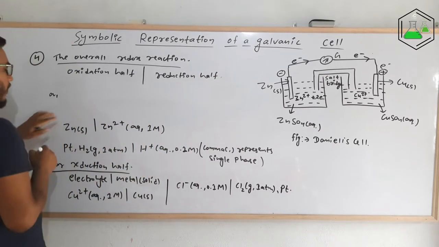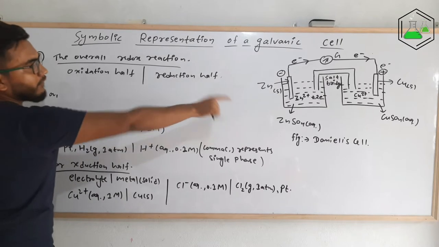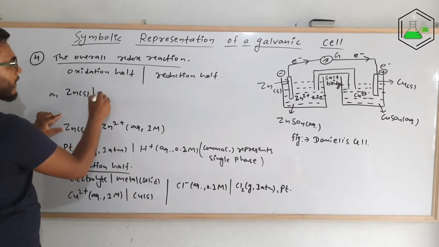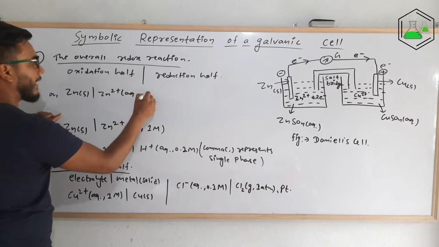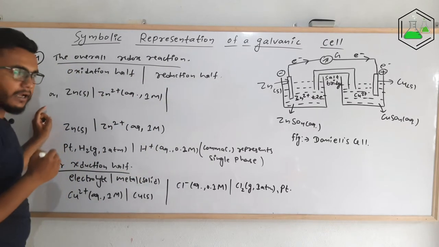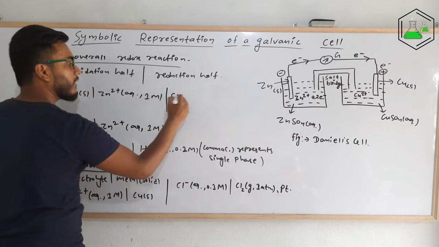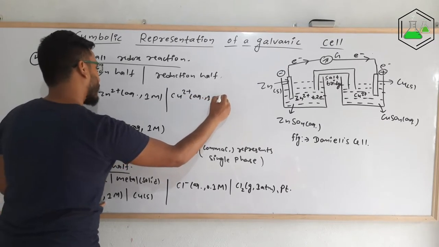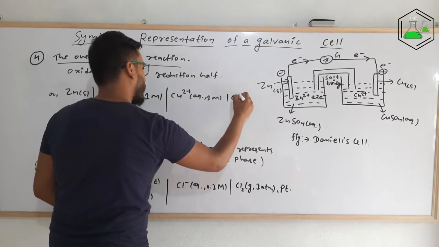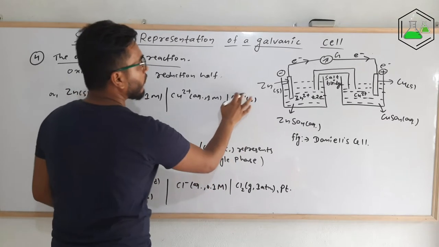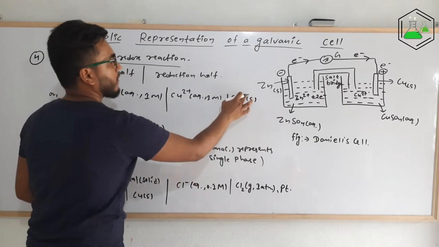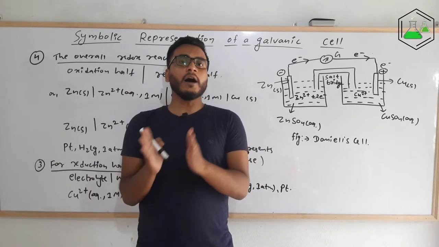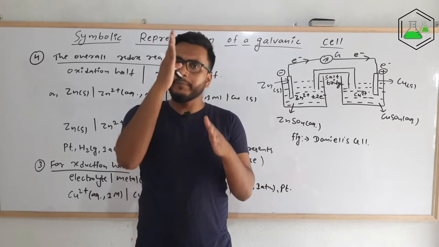Now let's write this for the oxidation half. This is the oxidation half of the Daniell cell. So let's write it: vertical line, Zn2+ aqueous at 1 m, big vertical line, which gets converted to, in the reduction half, Cu2+ in aqueous form, 1 m concentration. It gets changed to Cu, which is given in solid form. So in the fourth step, we just write the oxidation half and reduction half together, separating them by a big vertical line.